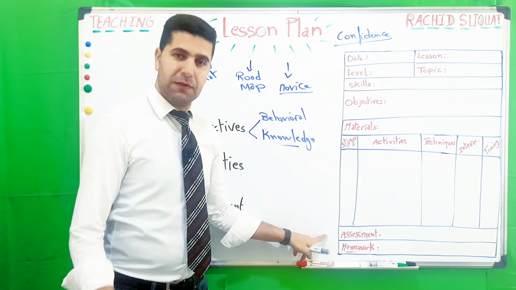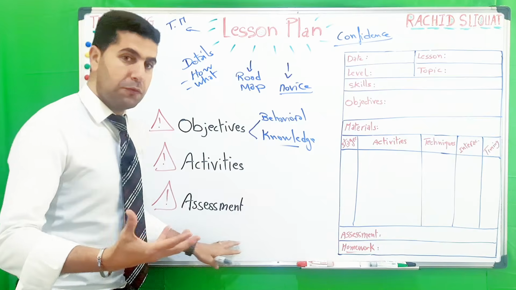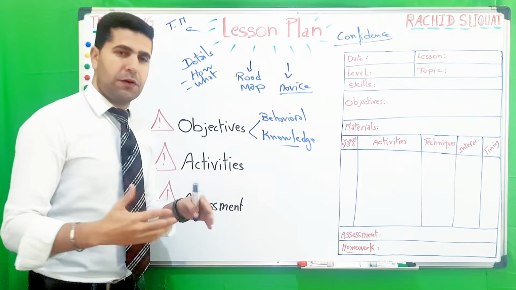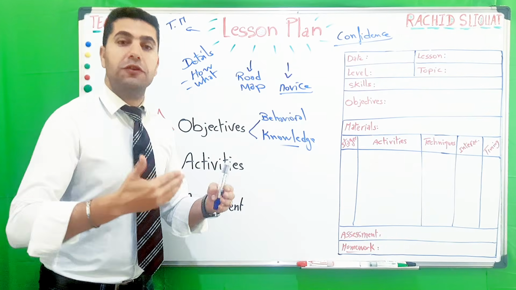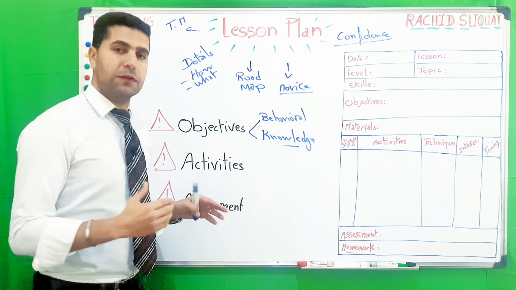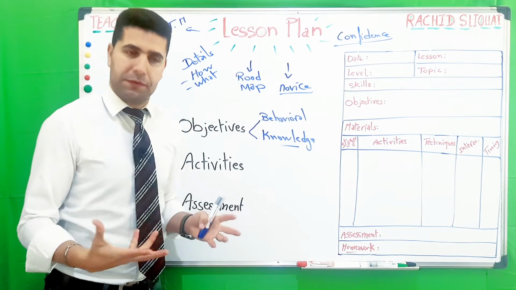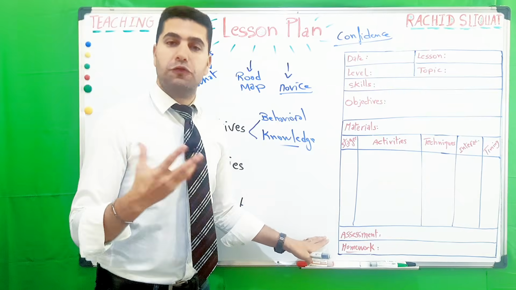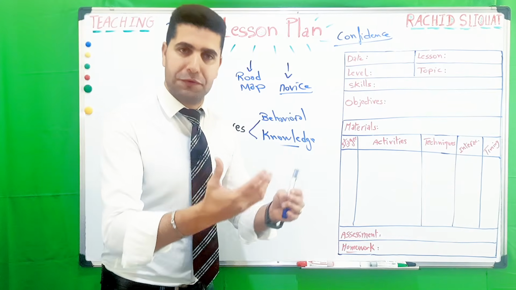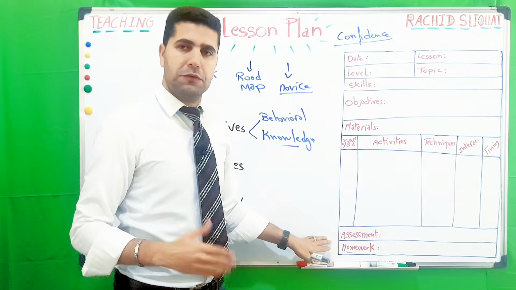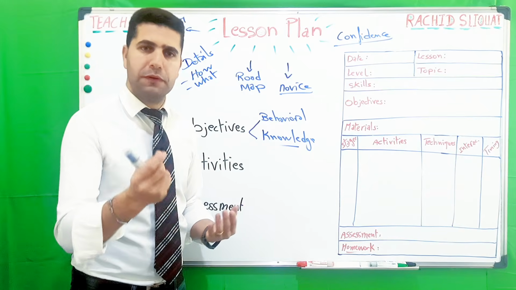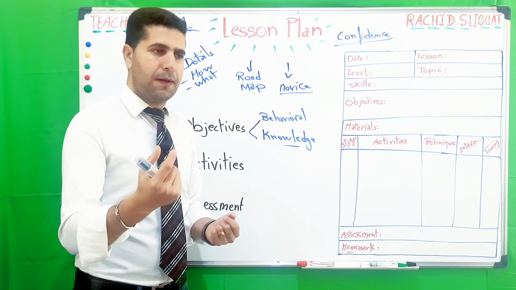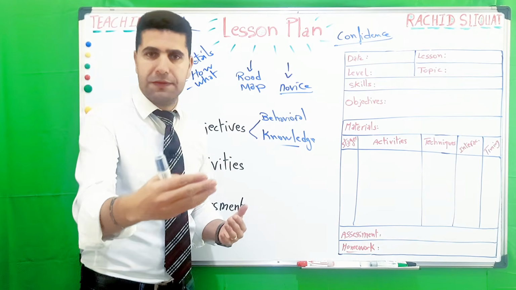The last one is assessment, and assessment is a way to check whether the objectives were achieved or not, whether the activities were successful or not. This is what we mean by assessment, which means, in other words, to check whether your student learned something or not. And this is something that you can do in different ways, for example, through quizzes, short quizzes, or even short exercises at the end of the session.